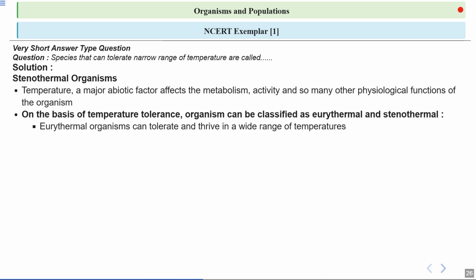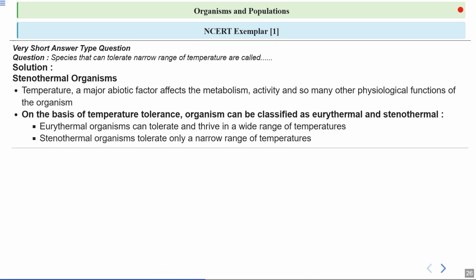Euthermal organisms are comfortable in both summer and winter. They can tolerate and thrive in a wide range of temperature. For example, a goldfish can live in both cold and warm water, making it euthermal. On the other hand, xenothermal organisms can only survive in a narrow temperature range.